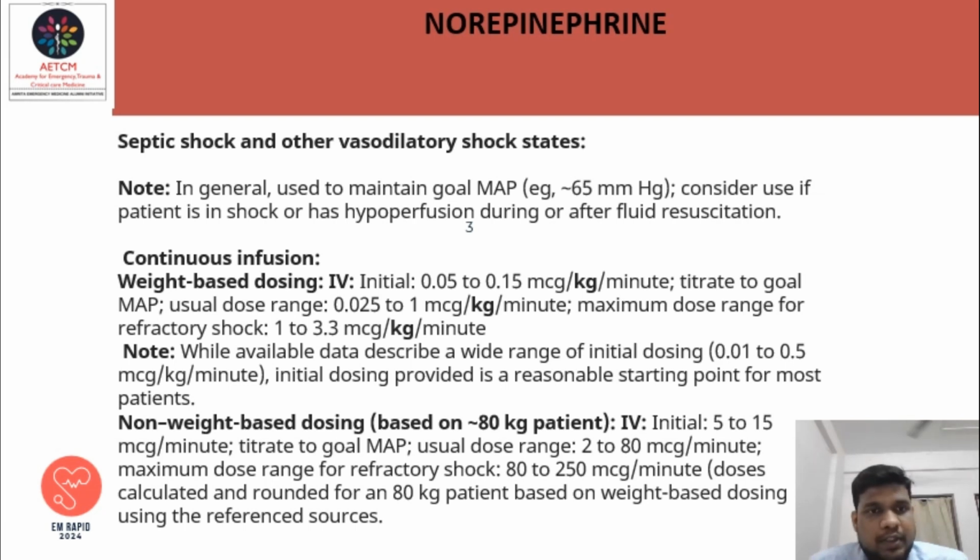Coming to the dosage, continuous infusion, IV route. Initial 0.05 to 0.15 microgram per kg per minute, and titrate to a goal MAP. Usual dose range is 0.025 to 1 microgram per kg per minute, and the maximum dose range for refractory shock is 1 to 3.3 micrograms per kg per minute. While available data describe a wide range of initial dosing, this provides a reasonable starting point for most patients.